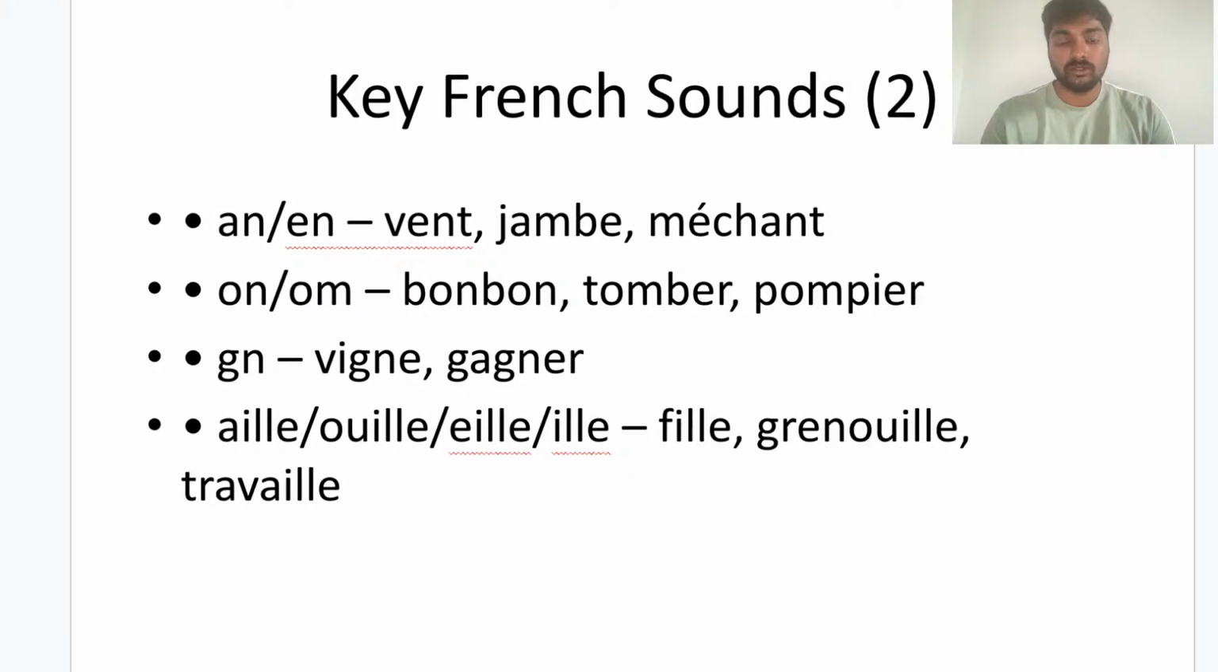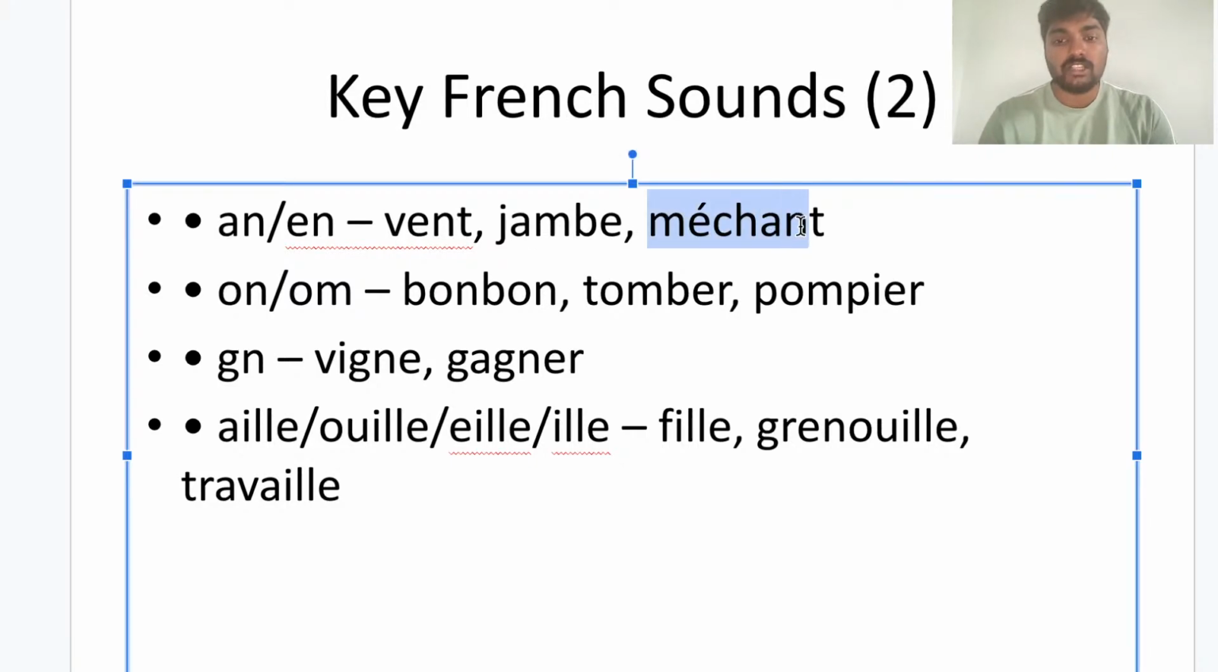Okay, now let's go to the other one. An and en are spelled the same, like vent, jambe, méchant. Okay, méchant means naughty, jambe the leg, vent wind. Okay, next is on and om, spelled like bonbon. Over here you see bon, right? It's called bonbon, which means sweet, the sweet.